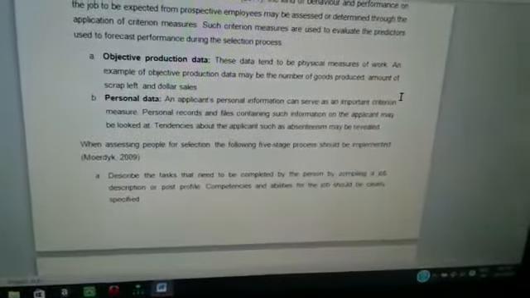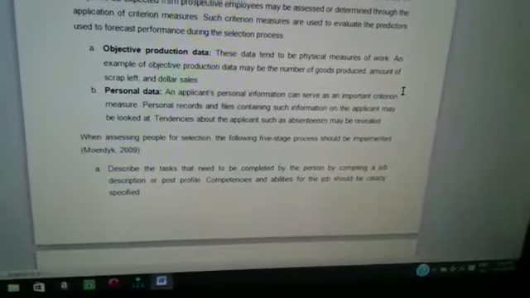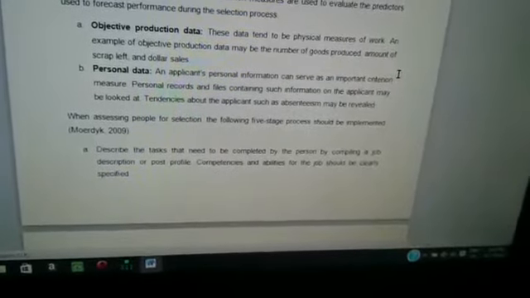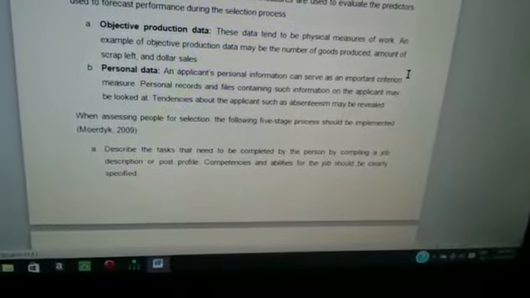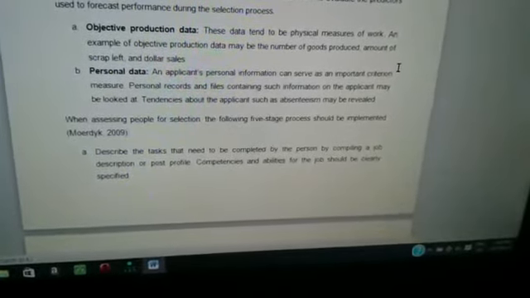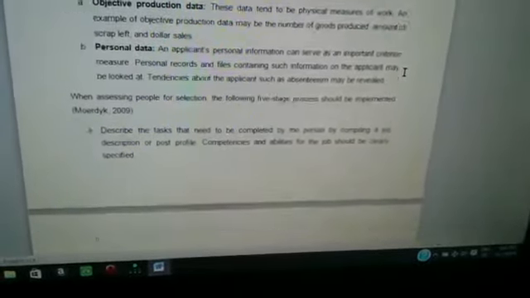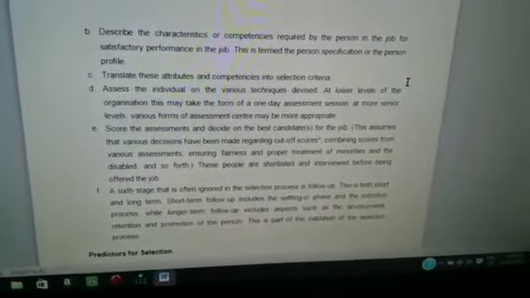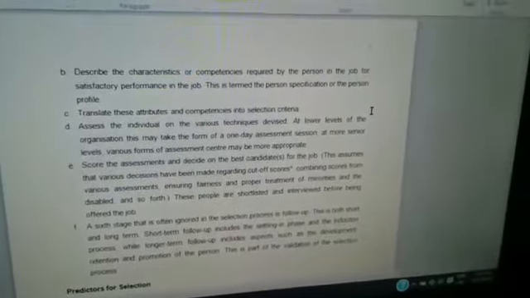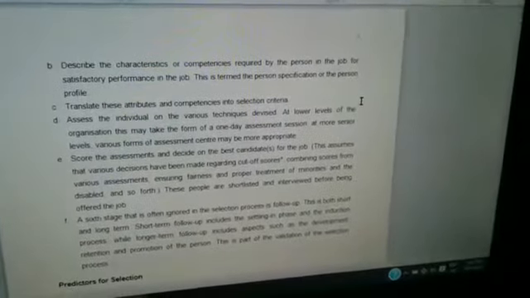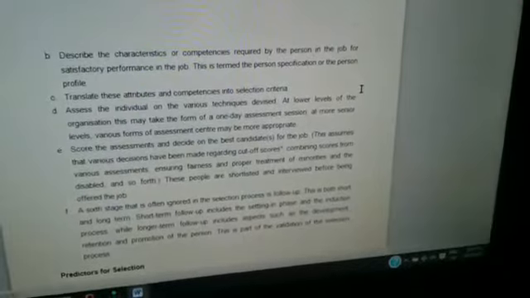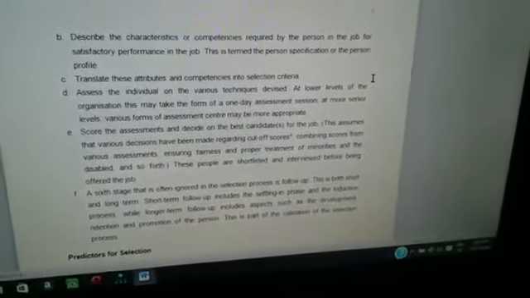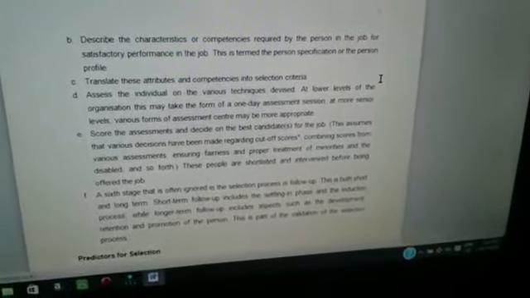When assessing people for selection, the following 5-stage process should be implemented. You firstly describe the tasks that need to be completed by the person by compiling a job description or post profile. Competencies and abilities for the job should be clearly specified. You describe the characteristics or competencies required by the person in the job for satisfactory performance in the job. This is termed the person specification or the person profile. You translate these attributes and competencies into selection criteria.